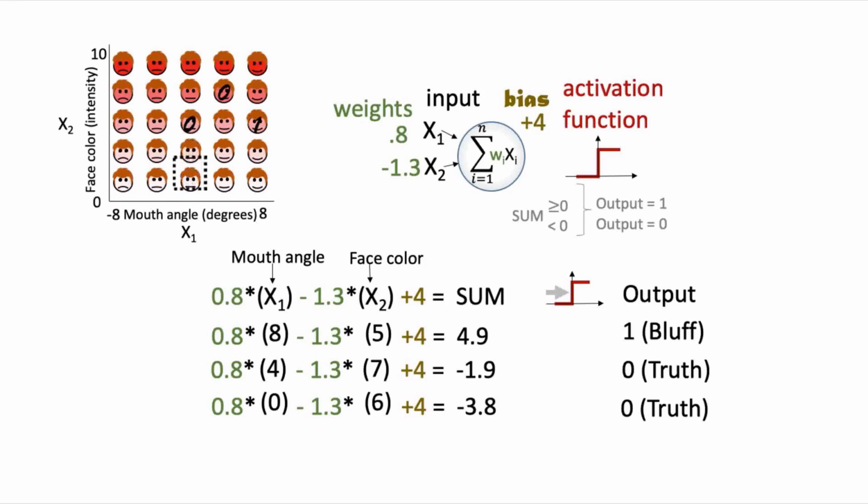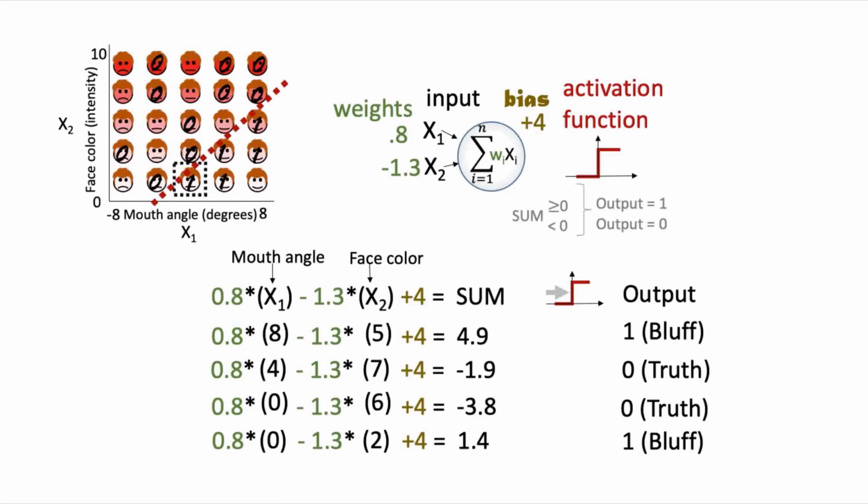One more time. If we have a mouth angle of 0 again, and now we have a face color intensity of 2, we do 0.8 times 0 minus 1.3 times 2 plus the bias 4, and that equals 1.4. 1.4 is greater than 0, and so the activation function output is going to be a 1, and that's going to give us a bluff. So you can see that the predictions of the model reflect what we see in the data, which is that when Rob is more smiley and when his face is more pale, he tends to be bluffing.